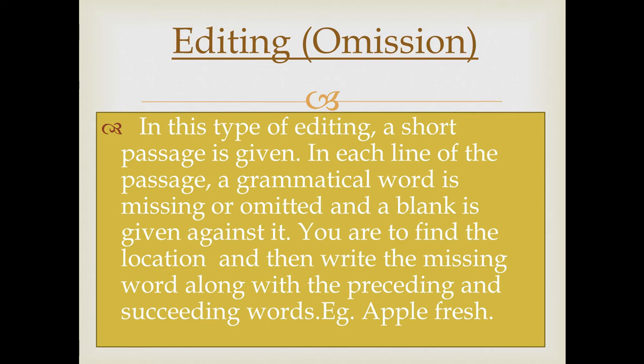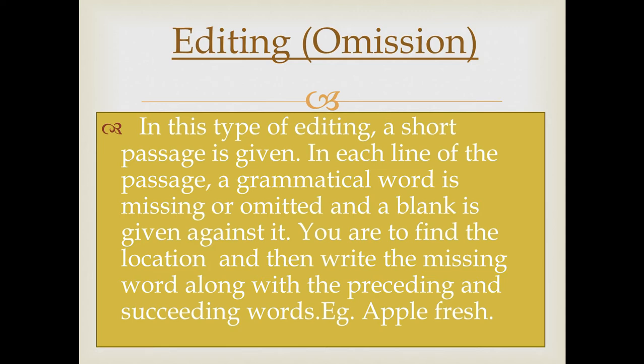Now what exactly you have to do in this is, the way we have in editing, error finding and correction, the same way a short passage will be given to you. In each line of the passage there will be a grammatical word which is missing. In that earlier one, that is error finding and correction, the word was given but that was incorrect. But here the word itself will be missing. It will be omitted. And what you have to do is, you have to supply that word. Give one word. Put that missing word in place, right? And blank will be given against it.